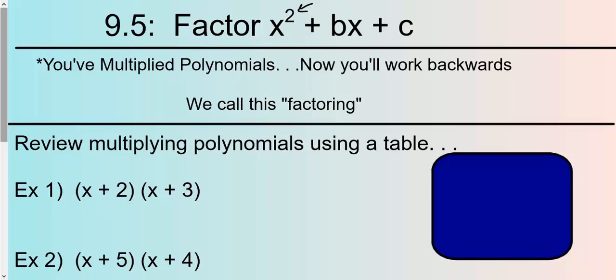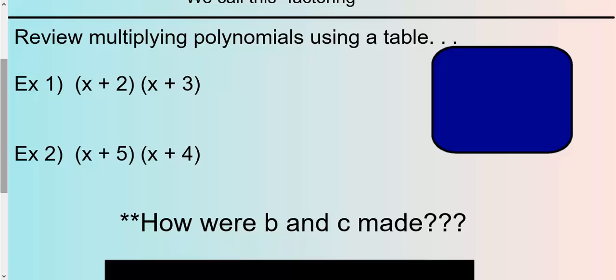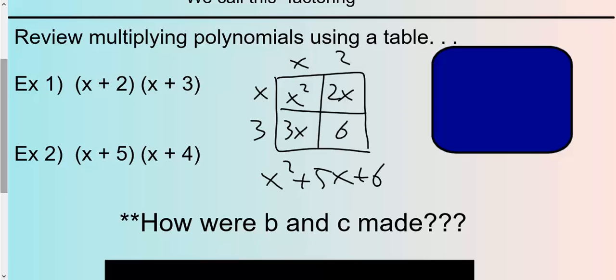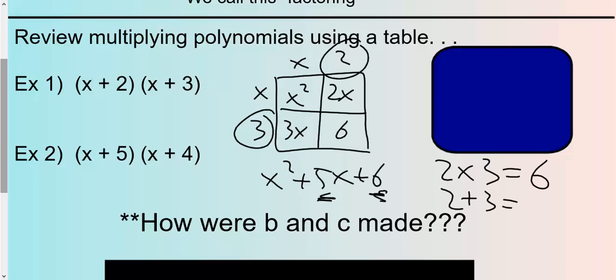All right, so what we've done in the past, or maybe you've seen this before, when you're multiplying binomials, you use this box, and x plus 2. This is kind of like pre-learning to factoring, understanding where these numbers come from. So you fill up this box here, and then you combine like terms, and you have x squared plus 5x plus 6. So this 5 and this 6 are important, and they come from these two numbers here. 2 times 3 equals 6, and 2 plus 3 equals 5.